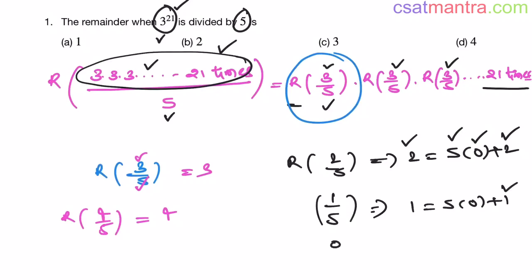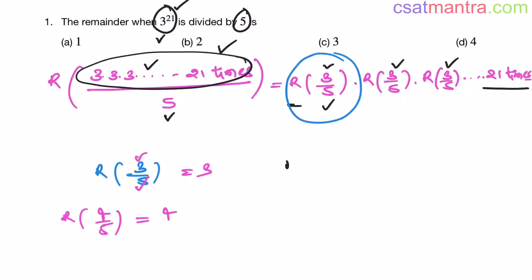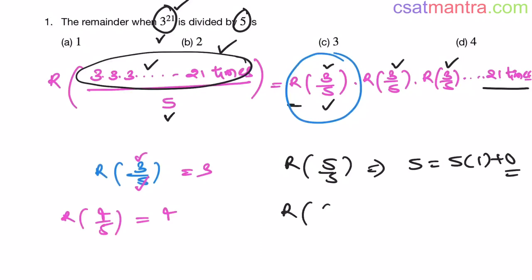What is the remainder when 0 is divided by 5? 0, you can write it as 5 into 0 plus 0, remainder is 0, quotient is 0, dividend is 0. What is the remainder when 5 is divided by 5? You are writing 5 as 5 into 1 plus 0. Okay, so the remainder is 0, 5 is exactly divisible by 5. What is the remainder when 6 is divided by 5? 6 is equal to 5 into 1 plus 1, remainder is 1, quotient is 1, divisor is 5. Very simple thing, my friends.